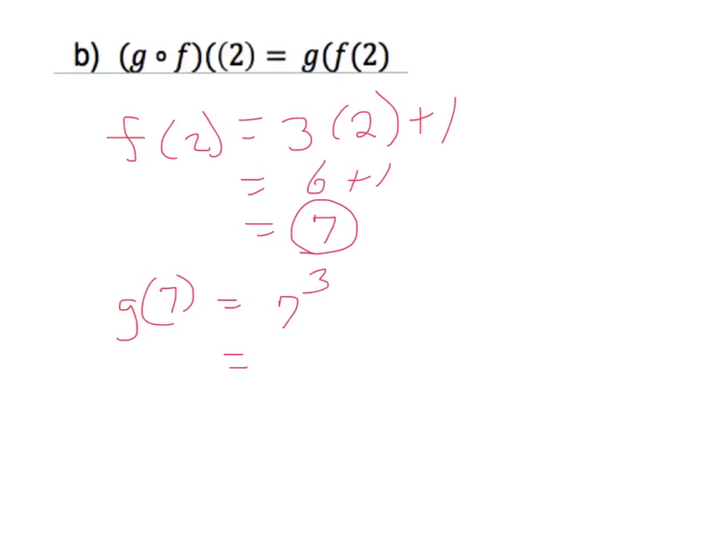Okay, now this is going to give us 343, which means g of f of 2 equals 343. Now that's different than what we got for the f of g function. Okay, so g of f does not equal f of g.